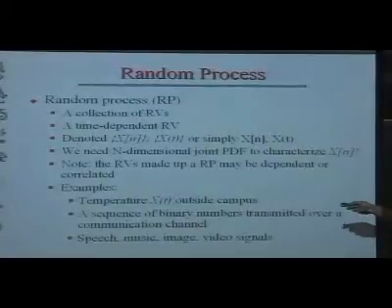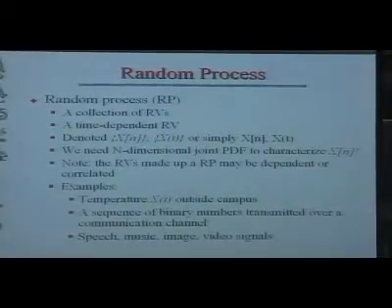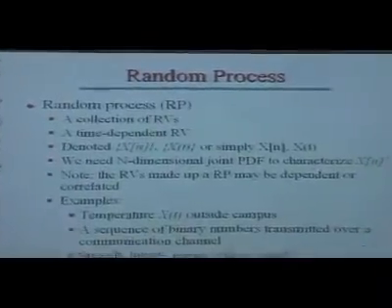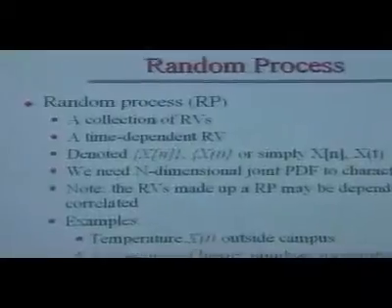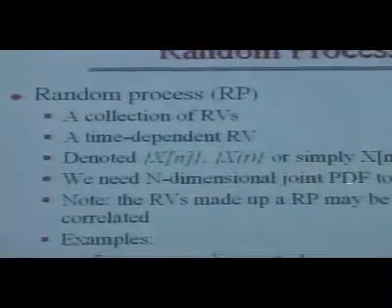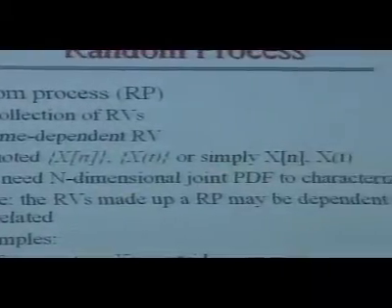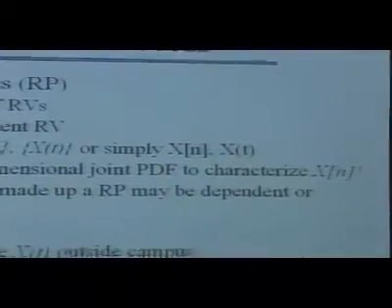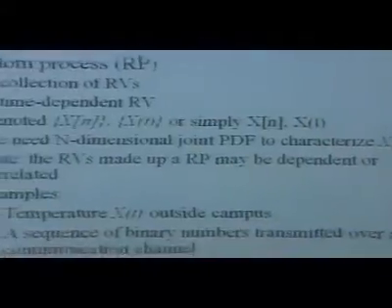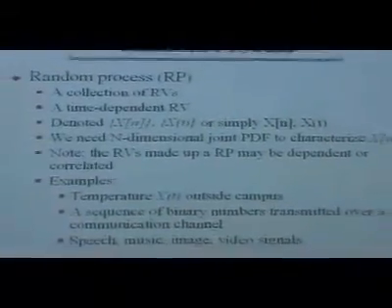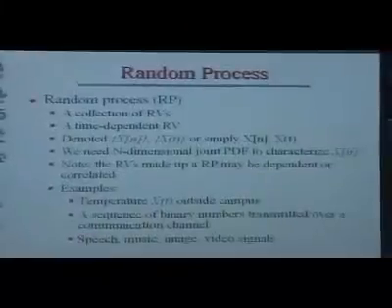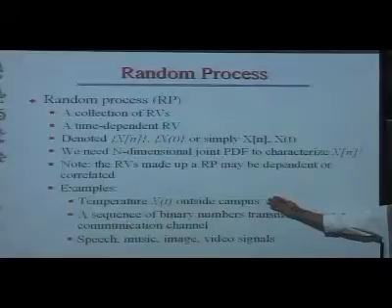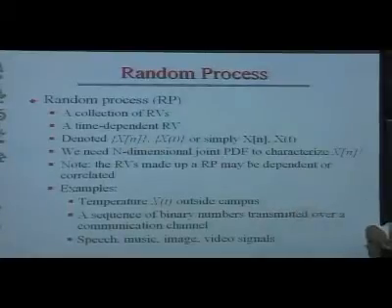Now a random process is a collection of random variables. Or you can think of it as a time-dependent random variable, a random variable that has a time component. So we need an n-dimensional joint PDF to characterize x of n if you have n components to it, which is becoming very, very difficult. So we rarely can say anything much about random processes. But random processes are very important in our study.